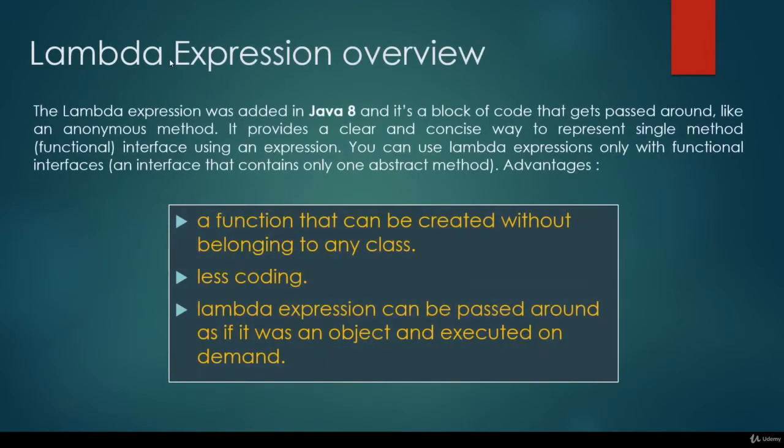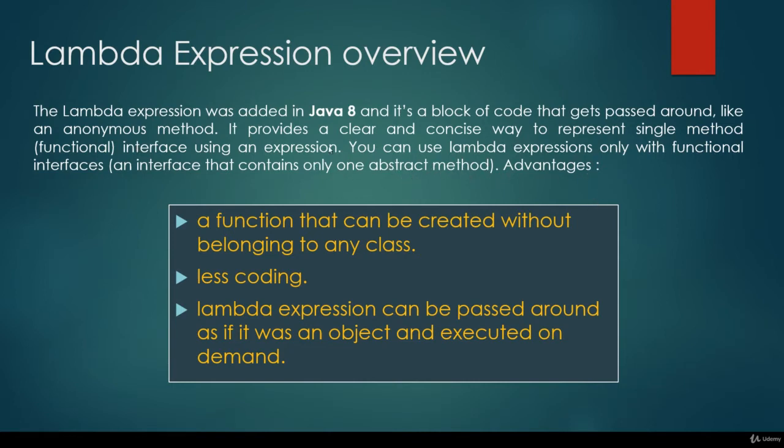In this lecture, we are going to talk about Lambda expressions and functional interfaces. So first of all, what are Lambda expressions? A Lambda expression was added in Java 8, and it is a block of code that gets passed around like an anonymous method. It provides a clear and concise way to represent a single method interface using an expression. You can use Lambda expressions only with functional interfaces, so interfaces that contain only one abstract method.